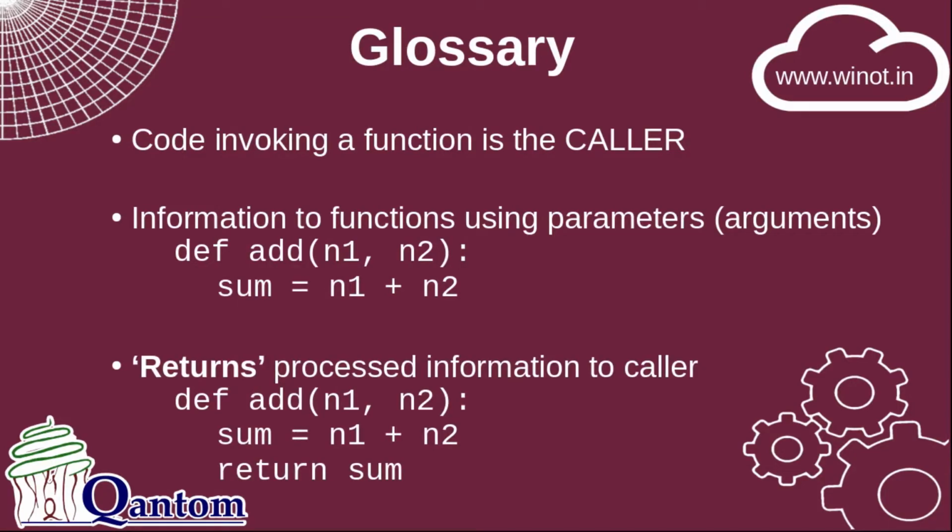You may either use the term argument or parameter for the information passed to a function. A function can return a value back to the caller. This will usually be the result of the actions carried out by the function. For example, in the add function, the sum of the two numbers has to be returned. A function does this by using the return keyword. The full syntax for the add function would then be def add(n1, n2), sum equals n1 plus n2, and return sum.